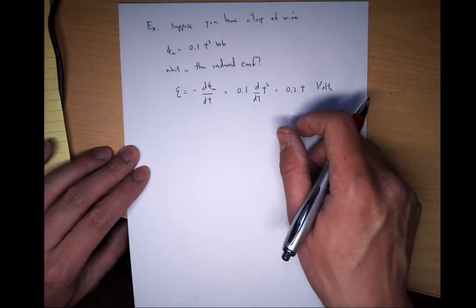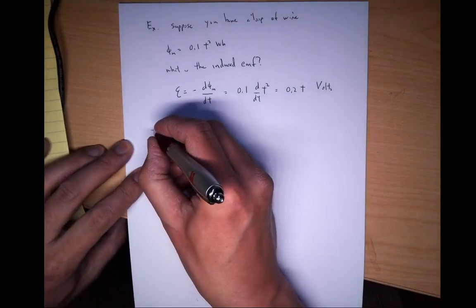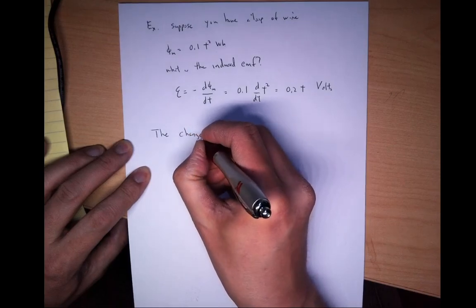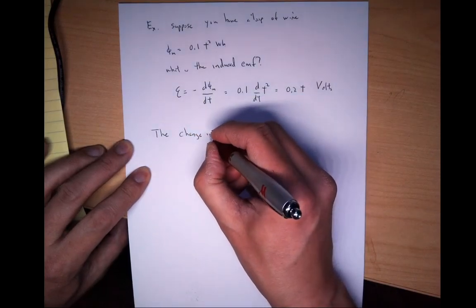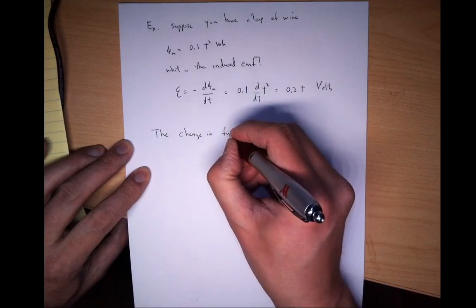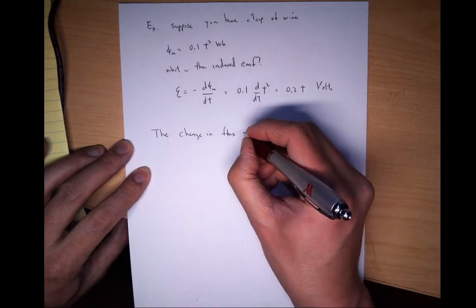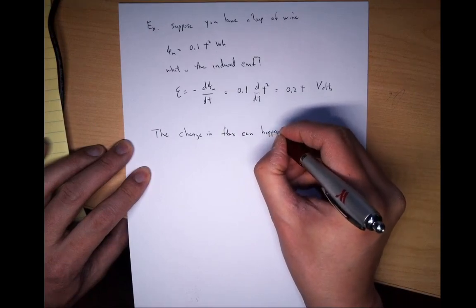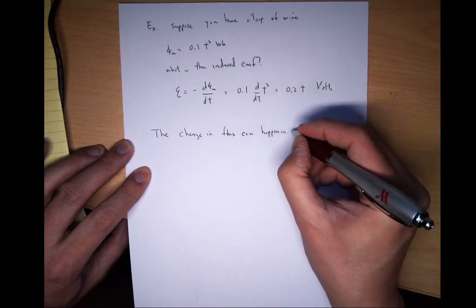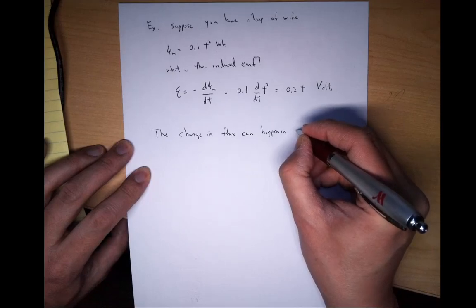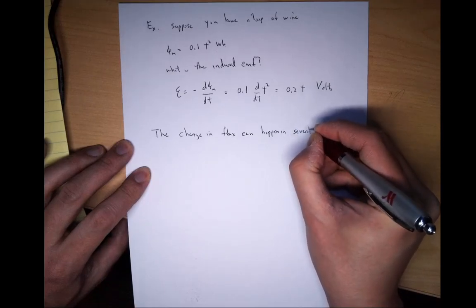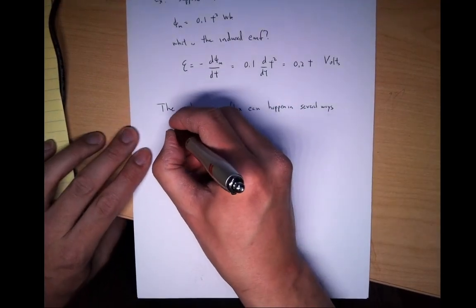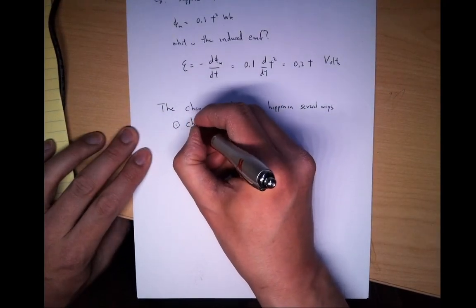Okay, so let's talk about the change in the flux. So the change in flux can happen in several ways. Okay, so the first thing is changing B fields.